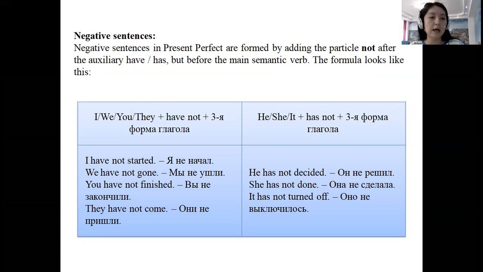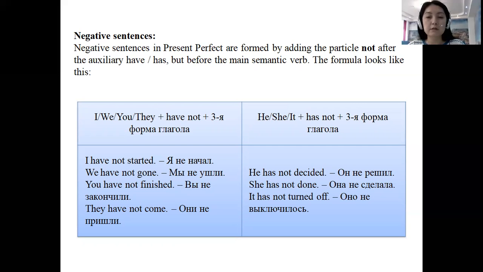For examples, I have not started. Я не начал. We have not gone. Мы не ушли. You have not finished. Вы не закончили. They have not come. Они не пришли.